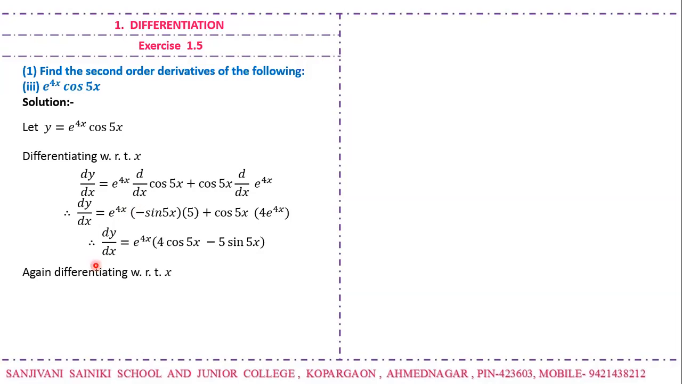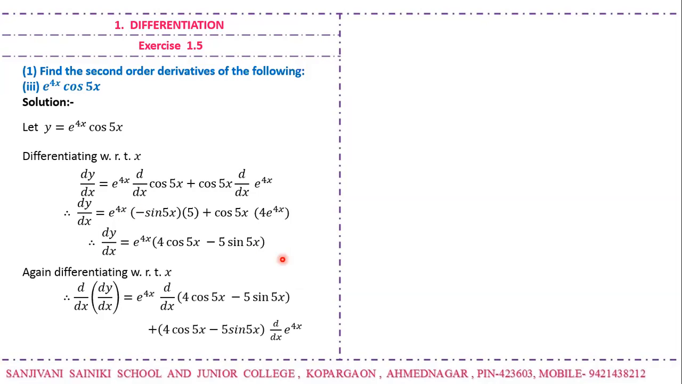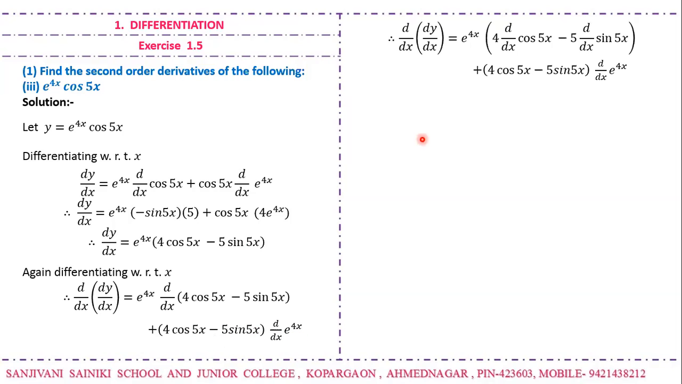Now again differentiate this function with respect to x. First function as it is, derivative of the second function, plus second function as it is, derivative of the first one. Then find the derivatives of these functions. What you get? d2y by dx square is e raised to 4x as it is. d by dx of cos 5x is minus 5 sin 5x. Derivative of sin 5x is 5 cos 5x. And derivative of e raised to 4x is 4 e raised to 4x.